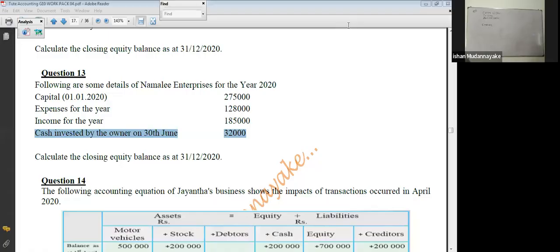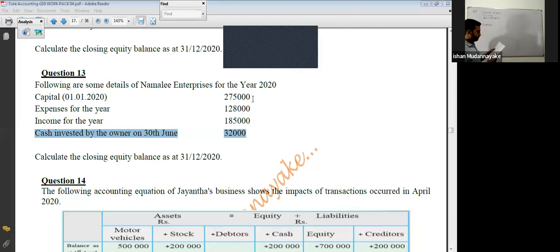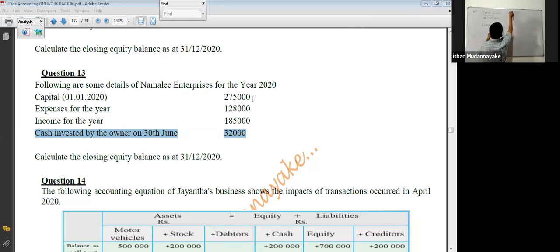So can you share the screen? Done. Expenses. Income 185,000. Additional capital 32,000. Drawings.